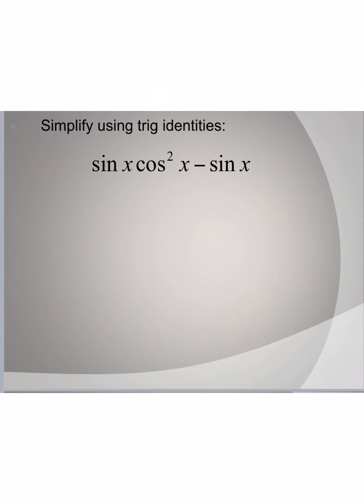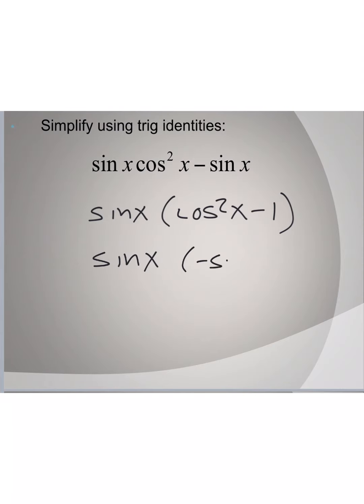For our example here, we have sine times cosine squared minus sine. I notice that both my terms here have a sine in it, so I'm going to go ahead and factor that value out. And if I do, I'm left with a cosine squared of x minus 1. Now this one's a little tricky because we know that 1 minus cosine squared of x is equal to positive sine squared of x. But I have the opposite of that now. I have cosine squared of x minus 1. So that's actually going to simplify to be negative sine squared of x, which means I now have sine of x times negative sine squared of x. And if I multiply everything together, I now have negative sine cubed of x.